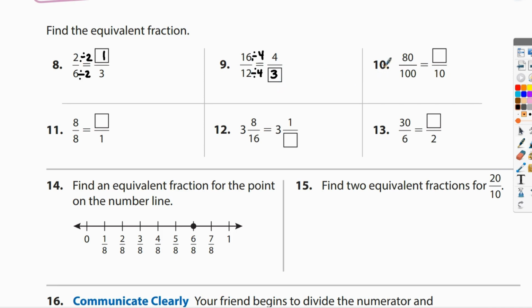If I look at question 10, same thing. In order for me to have a 10 here, I needed to divide 100 by 10, which equals 10. So then that means that I needed to divide 80 by 10 as well. And that's going to give me 8.